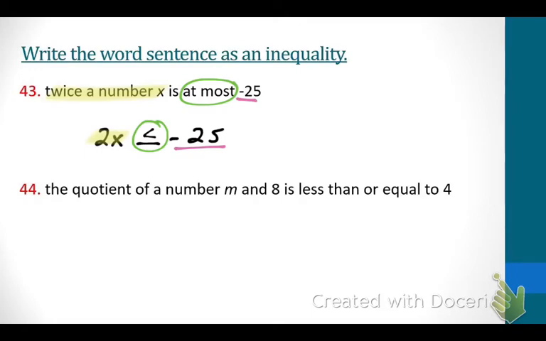Who would like to do 44 for me? Gavin, it says the quotient of a number m and 8 is less than or equal to 4. What'd you put? You are correct. Okay, notice once again, he understood that the word quotient means to divide. M over 8 is less than or equal to 4. Excellent job. How many of you feel pretty comfortable with those inequalities? Okay, that was 4 examples. Sometimes the trickiest words are those ones that say at least or at most. Once again, you can memorize it or just try to reason it in your head.